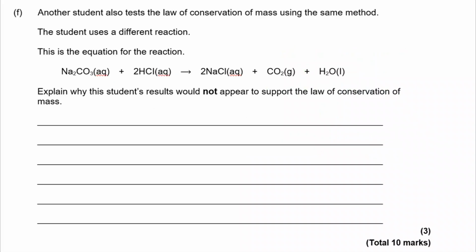We move on, and I have got here another student testing the law of conservation of mass using the same method. And we're going to have to look at the state symbols to answer this question. Because I've started with 2 aqueous solutions. I've made an aqueous solution. That's not going anywhere. I've also made liquid water, so that's going to stay in the container. But this is really important. We've made a gas. So carbon dioxide is a gas. We know it anyway, but the equation has told us.